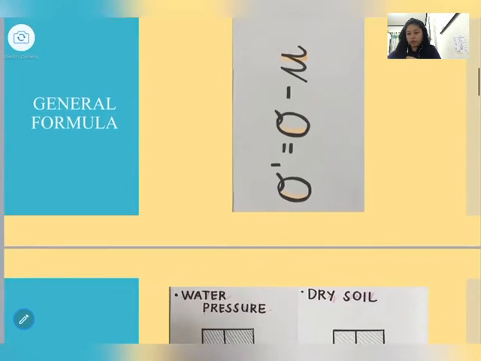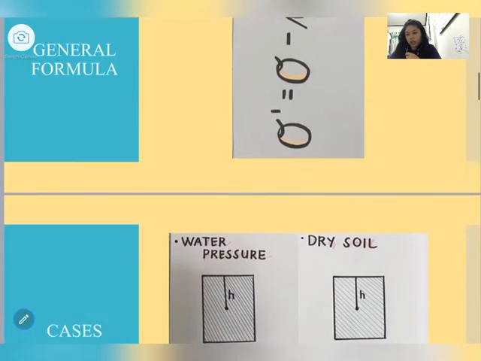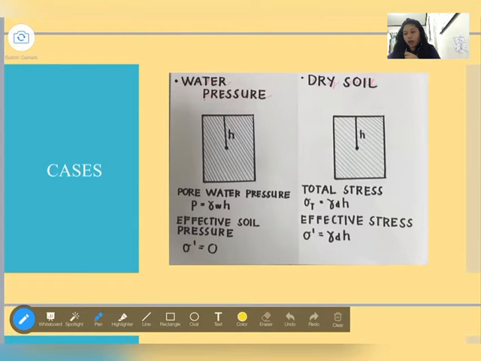The general formula is that the effective stress in soil is equal to the total stress minus the pore water pressure. The total stress is the stress experienced by the soil mass, and the effective stress is the stress experienced by the soil particles. In this first figure, the area is only contained by water, so there is no effective stress in soil, and also no total.